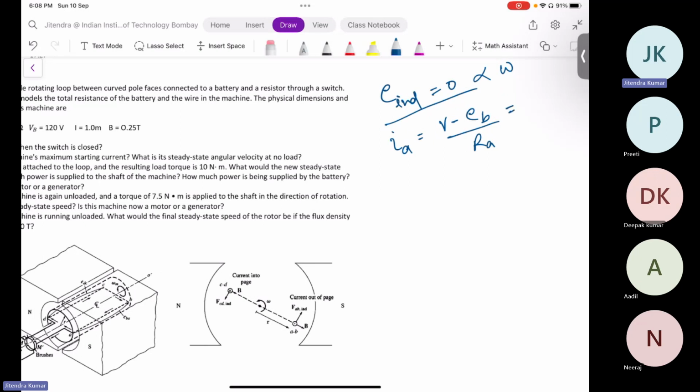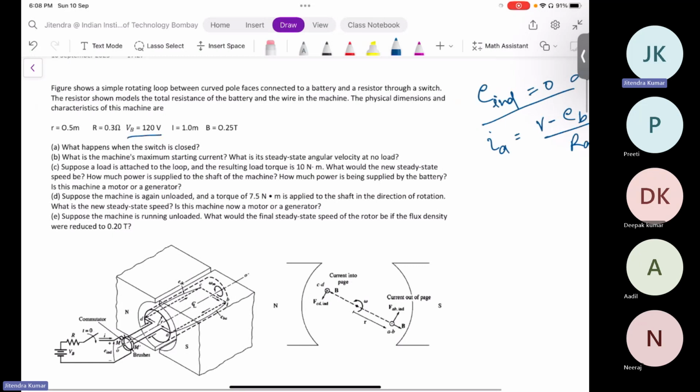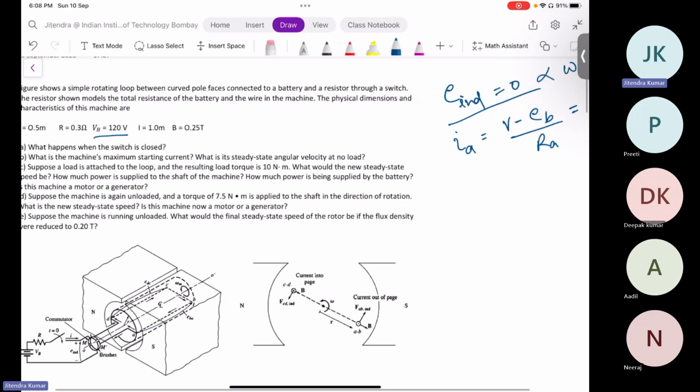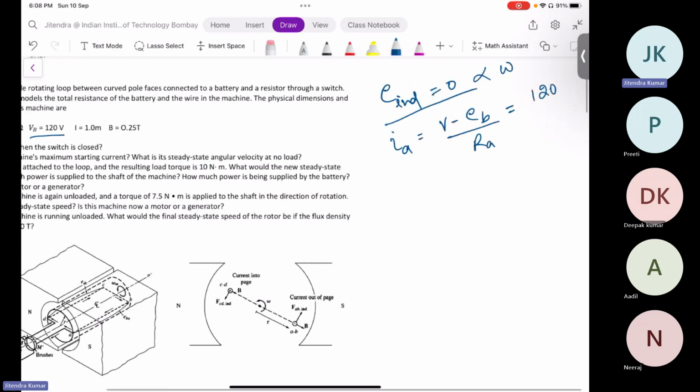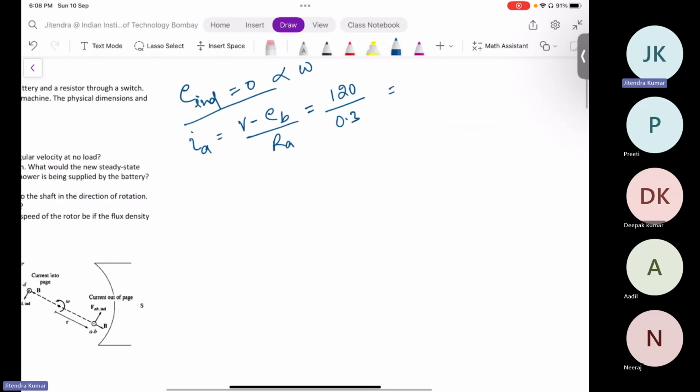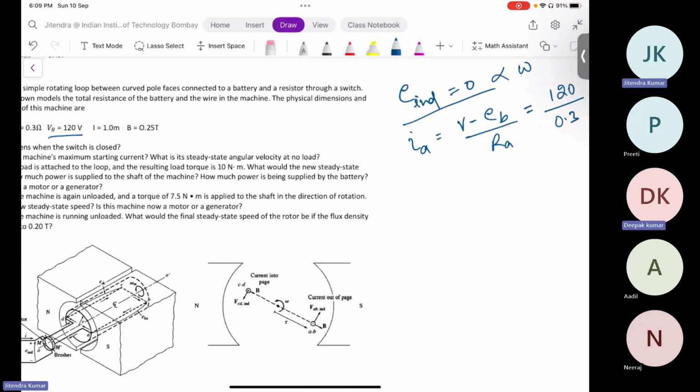This V is given right here, 120 volt, and RA is also given, 0.3 ohm. So here current will be 120 by 0.3, approximately 400 amps. Yes, that much armature current will flow. At the starting, the EMF induced will be zero, because the rotor is stationary, right?